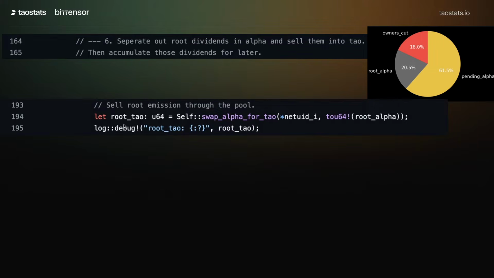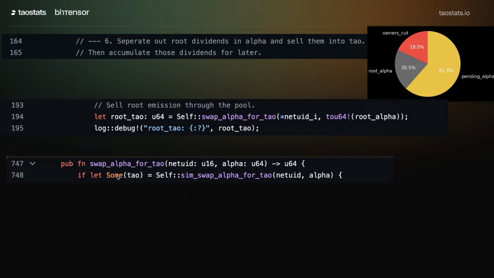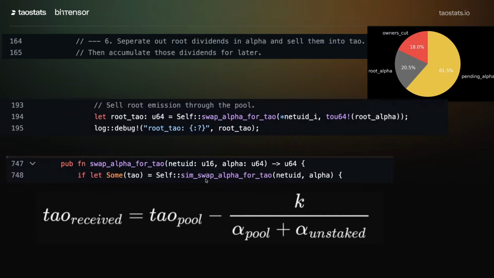So we're going to call the root tau. We're going to call this swap alpha for tau, for this subnet and the amount of alpha that we're going to sell. So now we have to walk through this swap alpha for tau, which calls the sim swap alpha for tau. And the math that happens here, it's a liquidity pool. So the amount of alpha being unstaked is here. Here's the tau pool, the alpha pool, a K, and that's going to tell us how much tau is going to be received to be distributed amongst all of the validators and stakeholders en route.